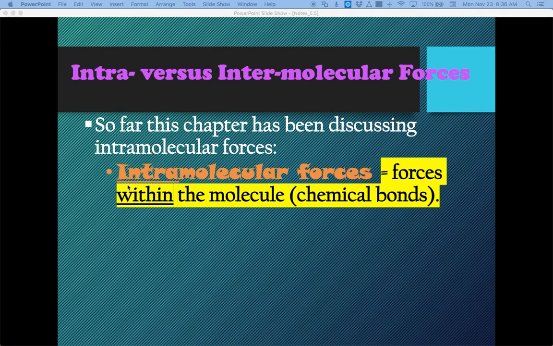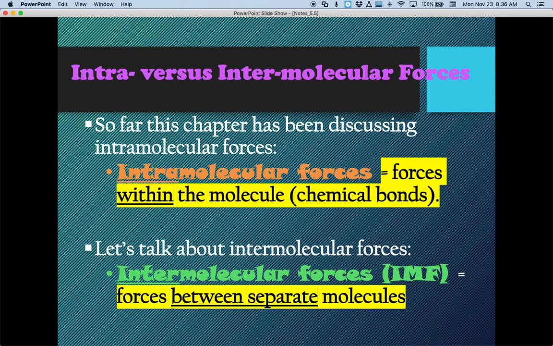You can see I've underlined the prefix here. So this is ionic bonding, covalent bonding, polar, nonpolar bonding, metallic bonding. These are the chemical bonds. These are the forces that hold the molecule together. What we're going to talk about are intermolecular forces. These are the forces that are between molecules.